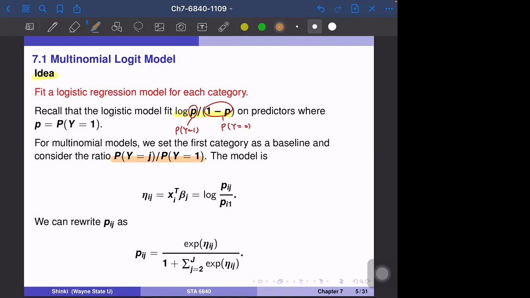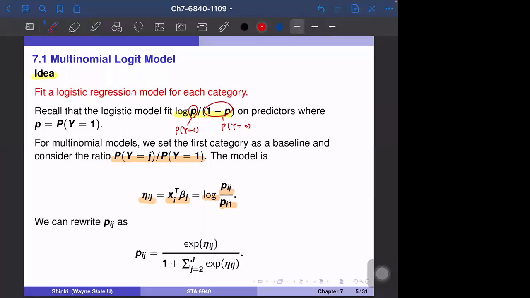So our model is that eta sub ij is the linear combination of predictors, x_i transposed times beta_j. So i is the ith observation, and beta_j is the vector of coefficients for the jth category. For each category we assign a coefficient vector, because each category has a different probability and is predicted by different predictors. And that is the log of p_ij over p_i1, the ratio of the probability of the jth category and the probability of the first category.